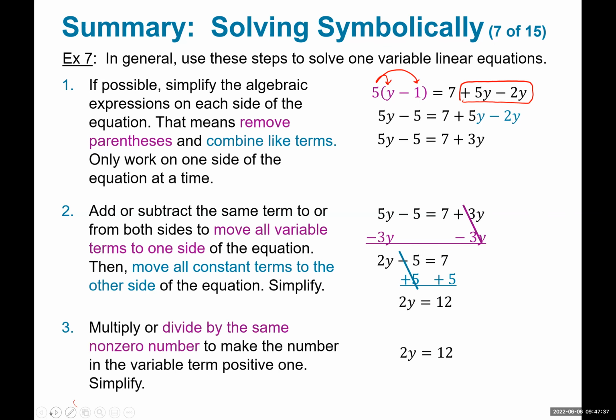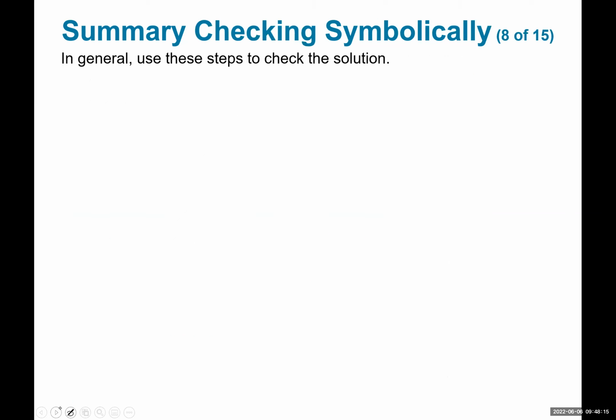Last step, multiply or divide by that same non-zero number to make the number in the variable term 1. So basically we want to have just 1y instead of 2y. So we're going to divide by 2 and we get 1y equals 6. That's not all the steps though. First, simplify, remove parentheses, combine like terms, do one side at a time, just so you can simplify your equation and be working with something easier. Then number 2, add or subtract to move all the variables on one side, all the constants on one side. Then you have that simplified situation where you can go ahead and do the last step.